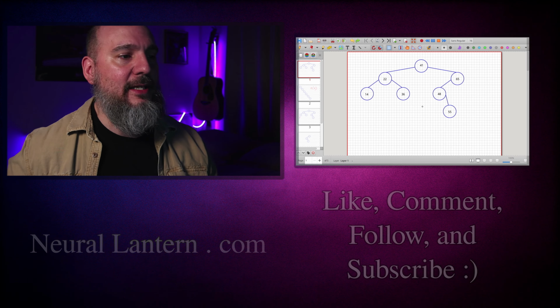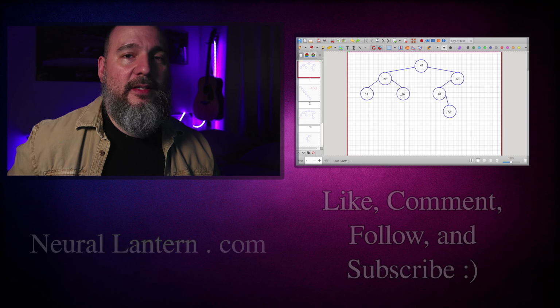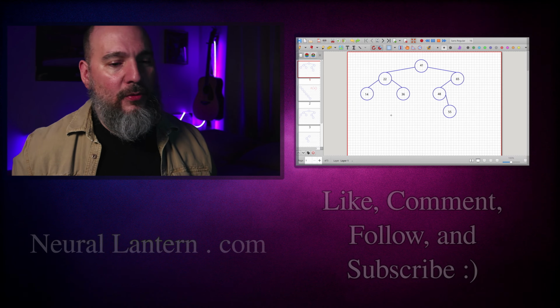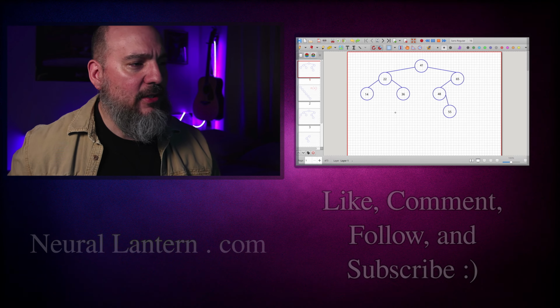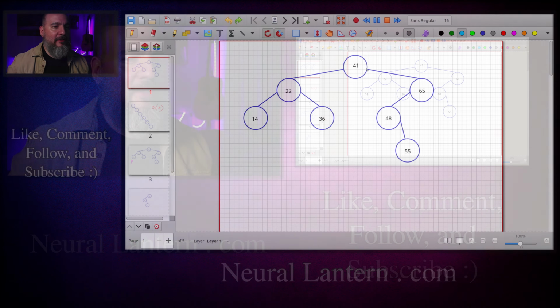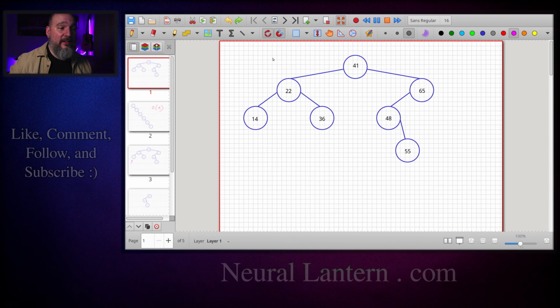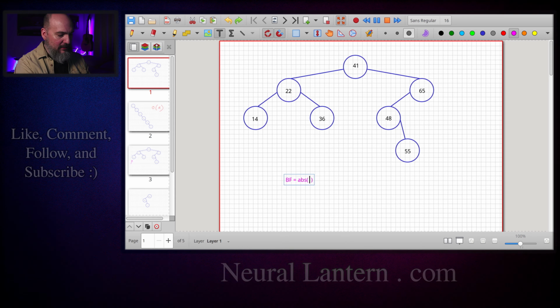So suppose this tree here. We can tell this is a valid binary search tree because it follows all the rules that we talked about before. So let's start implementing the first rule of an AVL tree, which is to compute the balance factors for every single node. How do we compute balance factors? The basic idea is, BF for balance factor is going to be the absolute value of the difference of the left subtree height minus the right subtree height.